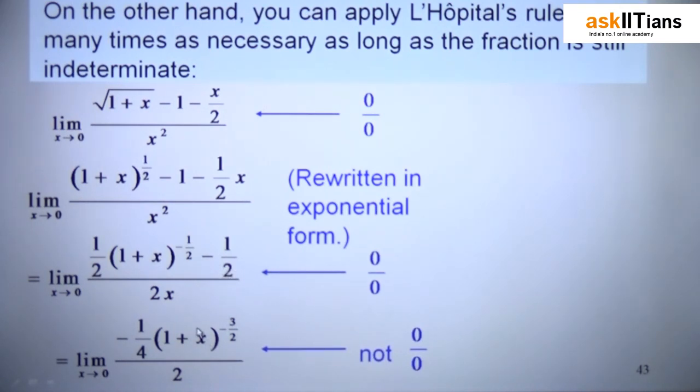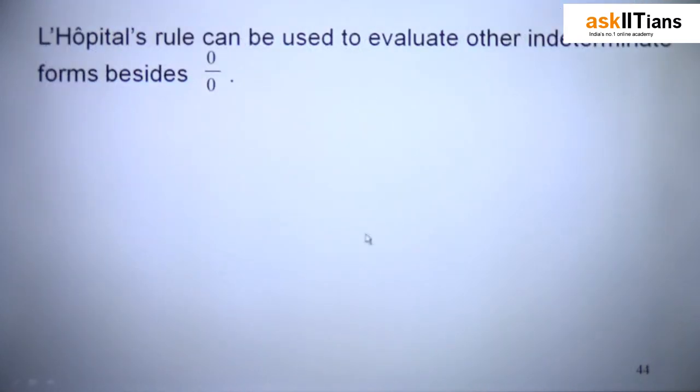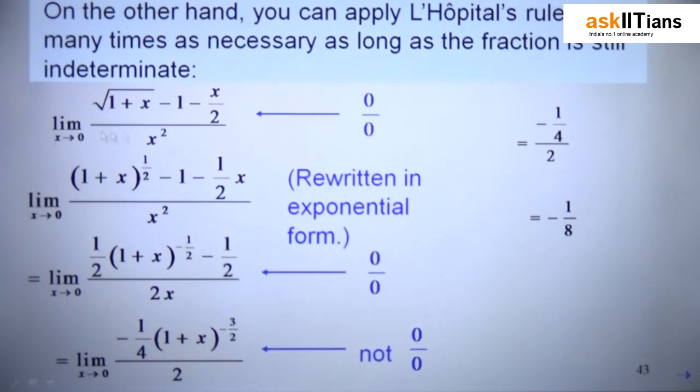After differentiating one more time, what I see is that the value this function assumes is now not 0 by 0, while the value that this function takes is minus 1 by 4 upon 2, and that is minus 1 by 8. So the value of the limit of this function when x tends towards 0 is finally minus 1 by 8, as found out using L'Hopital's rule.